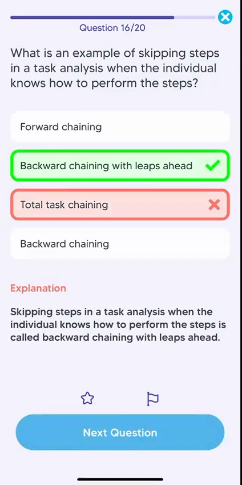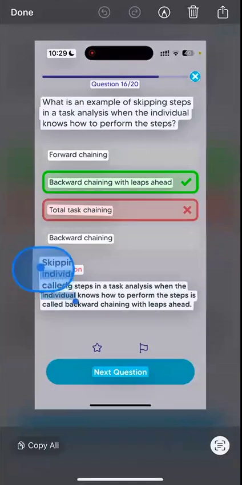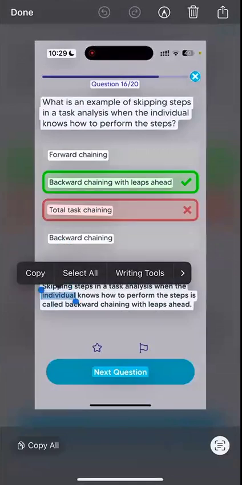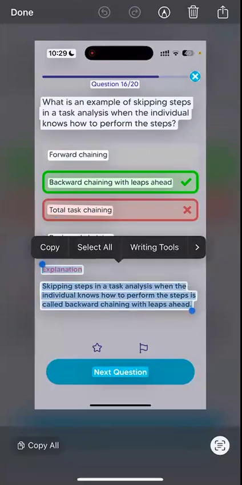The answer is backward chaining with leaps ahead, because as you said, total task. Total task chaining. What is total task chaining? Total task, you start with him and you will see what he knows. You will not help him, and what he doesn't know, you will help him or prompt him. But this is the first time I see backward chaining with leaps ahead.